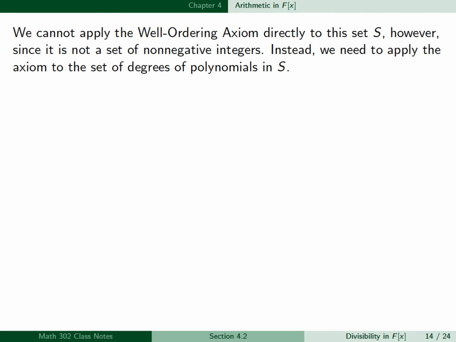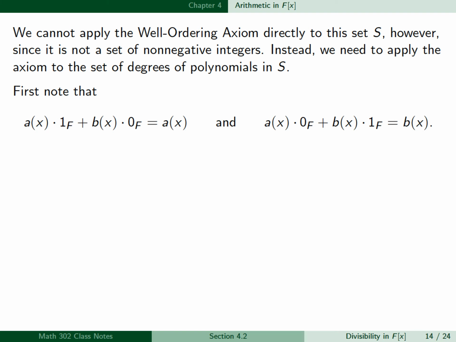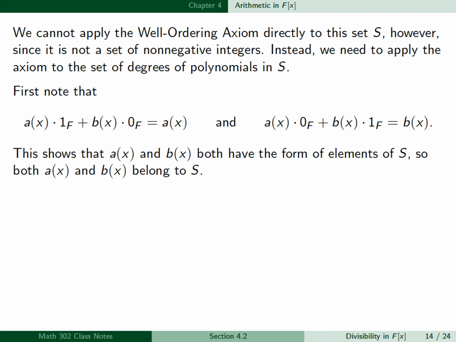Now we need to first show that our set S is non-empty. And note that a(x) times 1 plus b(x) times 0 equals a(x). And a(x) times 0 plus b(x) times 1 will equal b(x). So this shows that a(x) and b(x) both have the form of elements in S, namely they are polynomial linear combinations of a(x) and b(x). So both a(x) and b(x) belong to S.